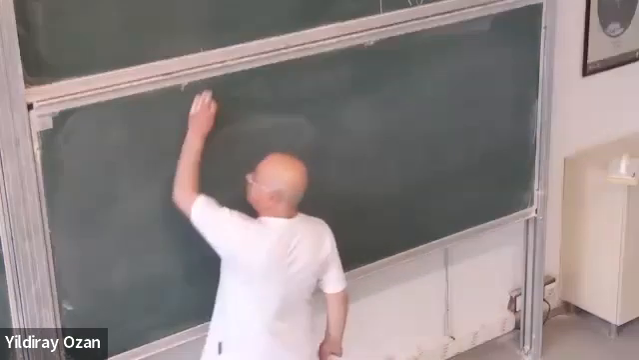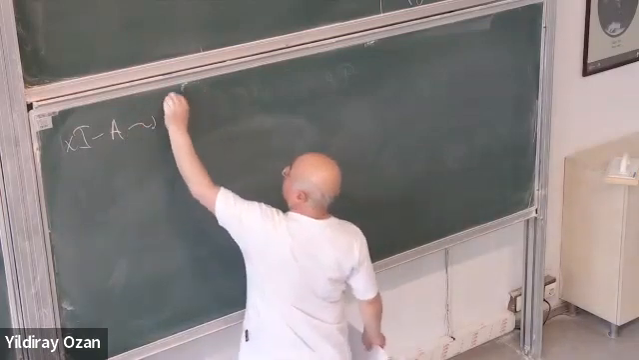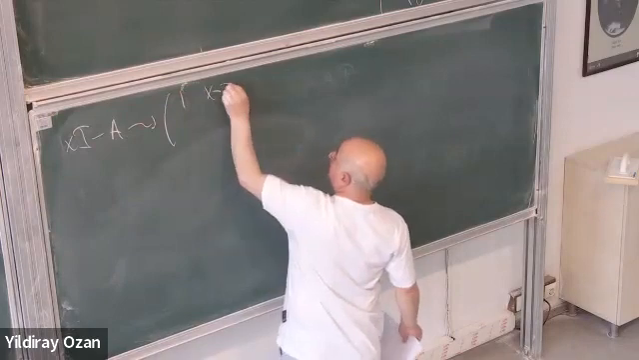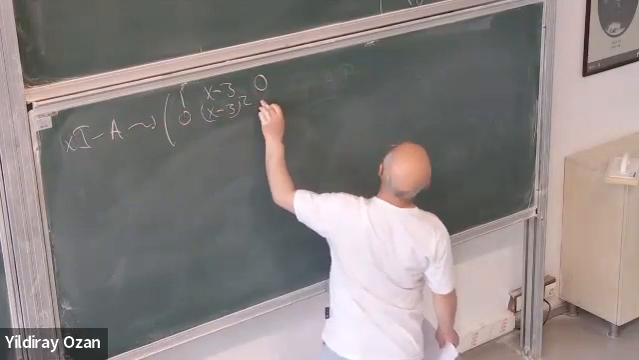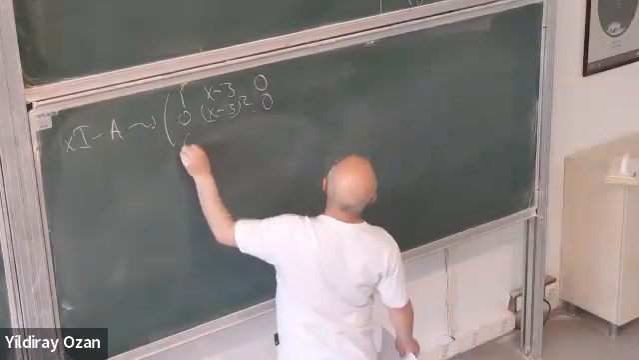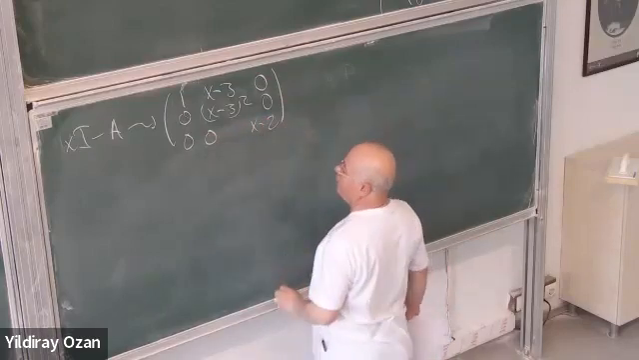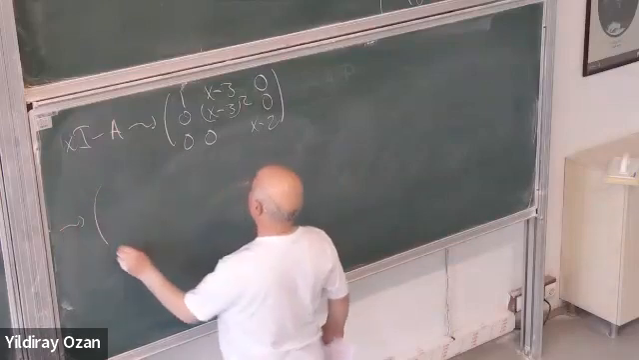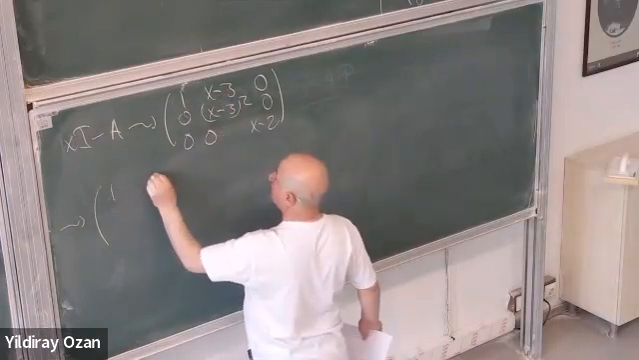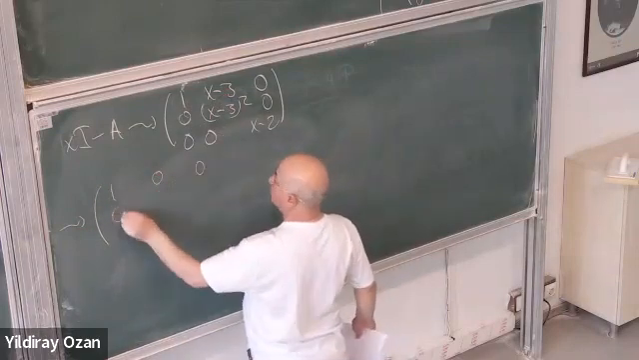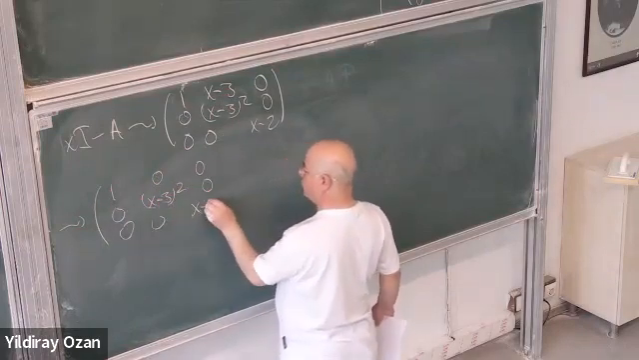So I started with x minus 8, and we ended up with this one, right? With x minus 2, 0, 0, (x minus 2) squared, 0, 0, 0, x minus 2, and then, okay. All right, I can kill this guy. 1, 0, 0, 0, (x minus 3) squared, 0, 0, 0, x minus 2.